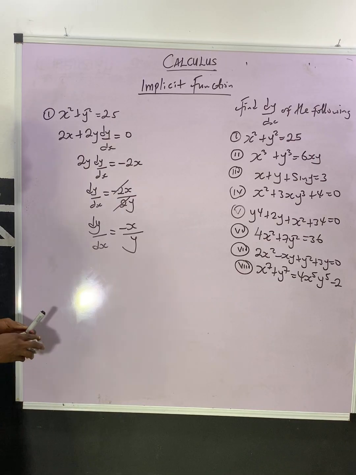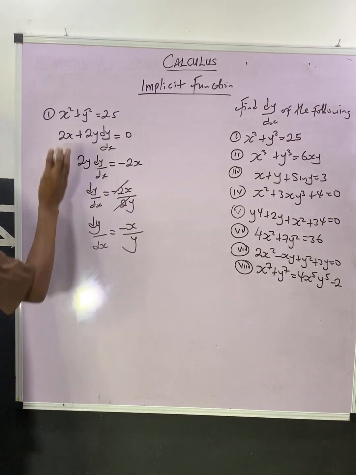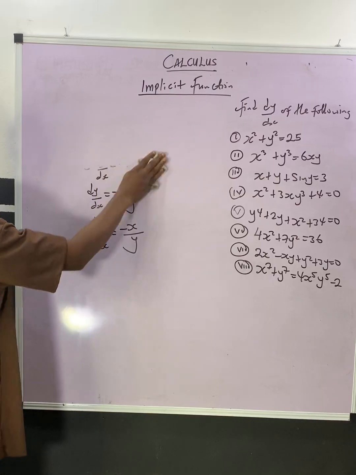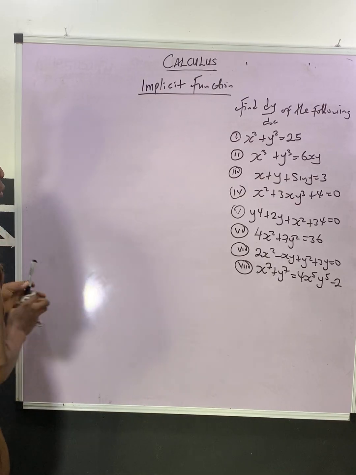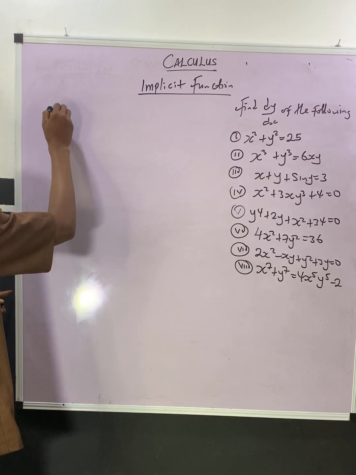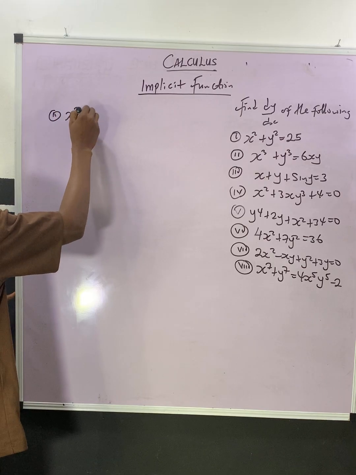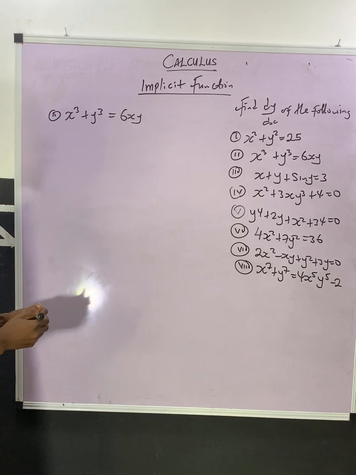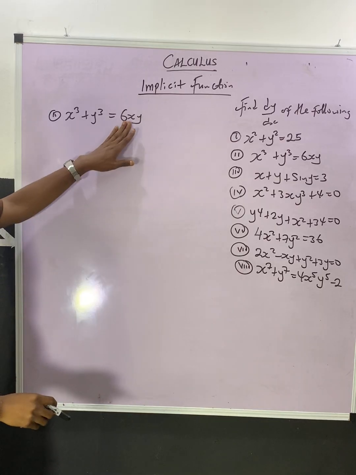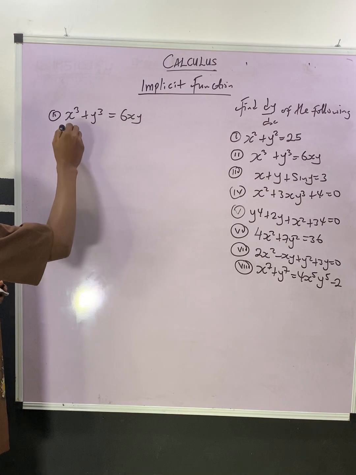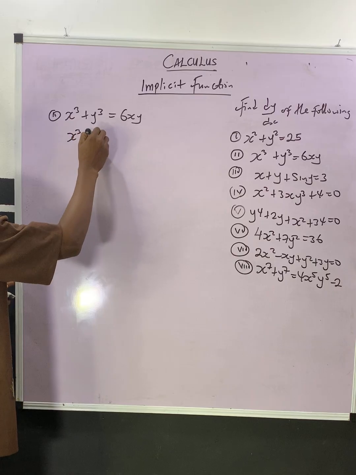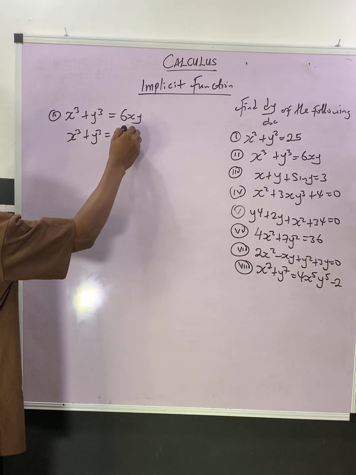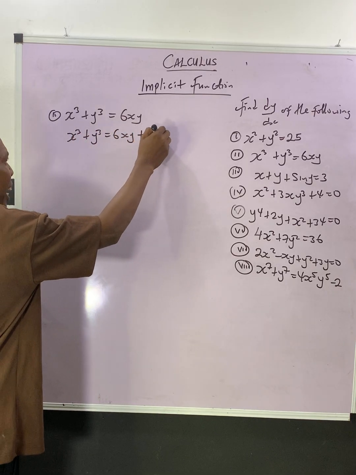So let's move straight to number 2 question. So number 2, we have x cubed plus y cubed equals to 6xy. So for this, what do you do? You rewrite this one twice. So this is going to be x cubed plus y cubed equals to 6xy plus 6xy.